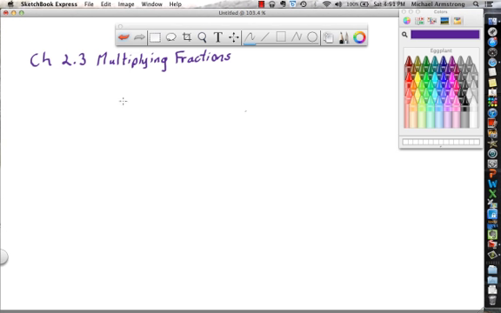Okay, Chapter 2, Section 3 is on multiplying fractions. There's some pretty cool things that we're going to learn when we do this. We kind of started looking at it last time. Say we have 1/2 times 1/2. Now you know that this also means 1/2 of 1/2.